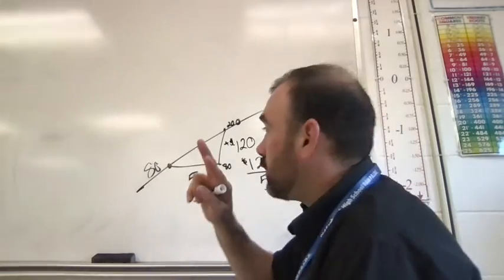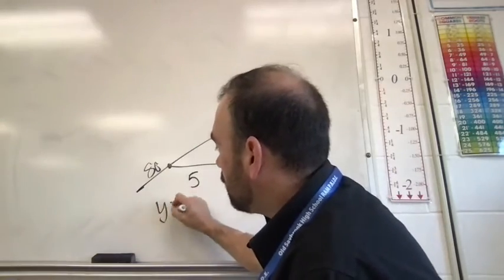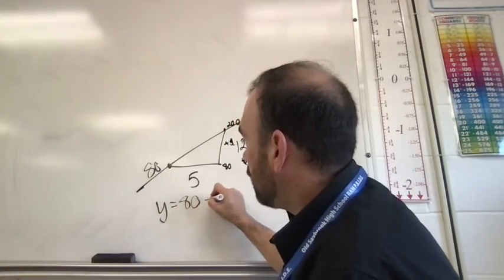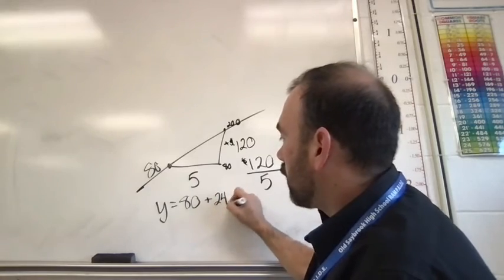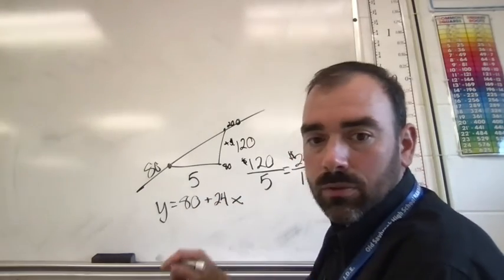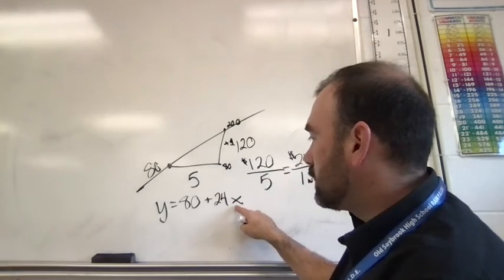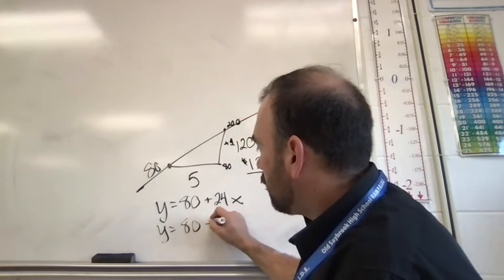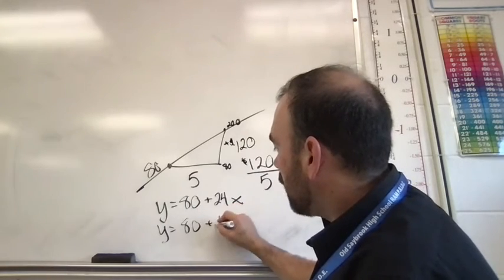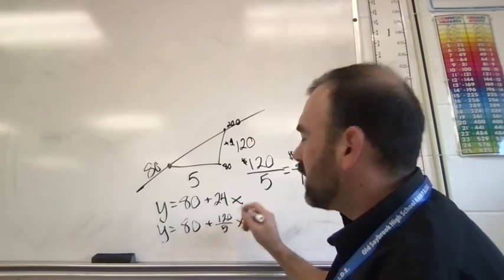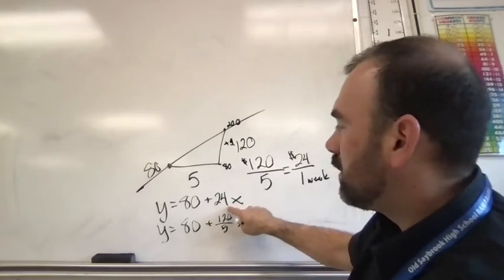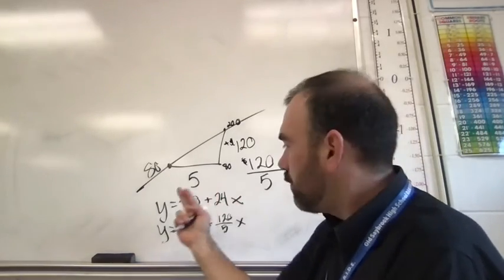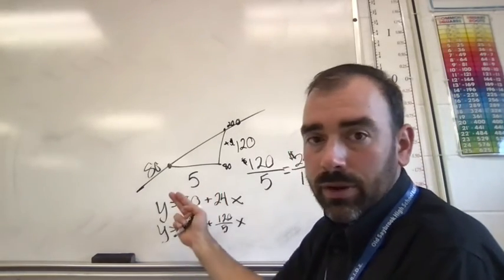There are two equations that we could write for this. Y equals $80 plus 24x, with x for the number of weeks. Or y equals $80 plus 120 for every 5 weeks, x. This is definitely the nicer way. Of course, we can flip-flop these around and rewrite them in a different way.